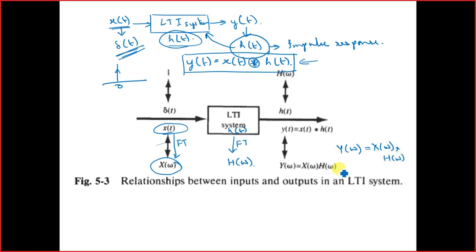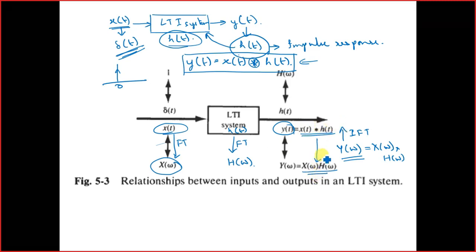So what is this? This is nothing but your output in the frequency domain. From here, if you do the inverse Fourier transform of Y(omega), then we get the output y(t). So convolution in the time domain becomes multiplication in the frequency domain, and vice versa: if there is any convolution in the frequency domain, then it becomes multiplication in the time domain. So this is how we can look at it.